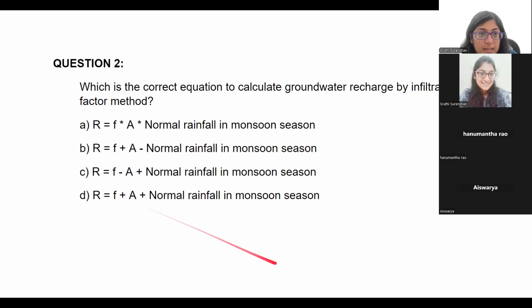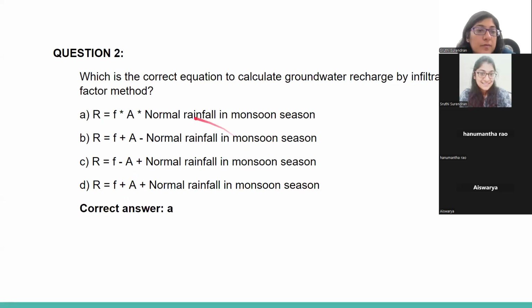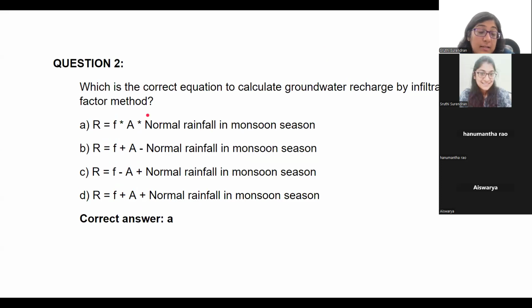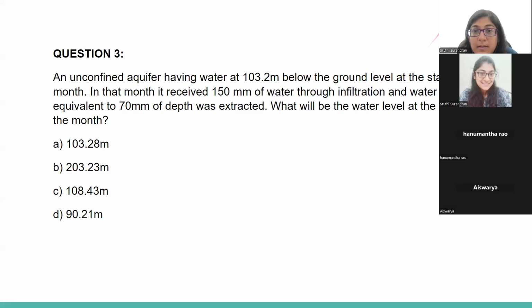Okay, so the correct answer is answer A. The product of the rainfall infiltration factor, the area of computation covering the computational region, and the normal rainfall that is occurring in the monsoon season. So that is the correct answer. Option A is the correct answer. Moving on to the next question.